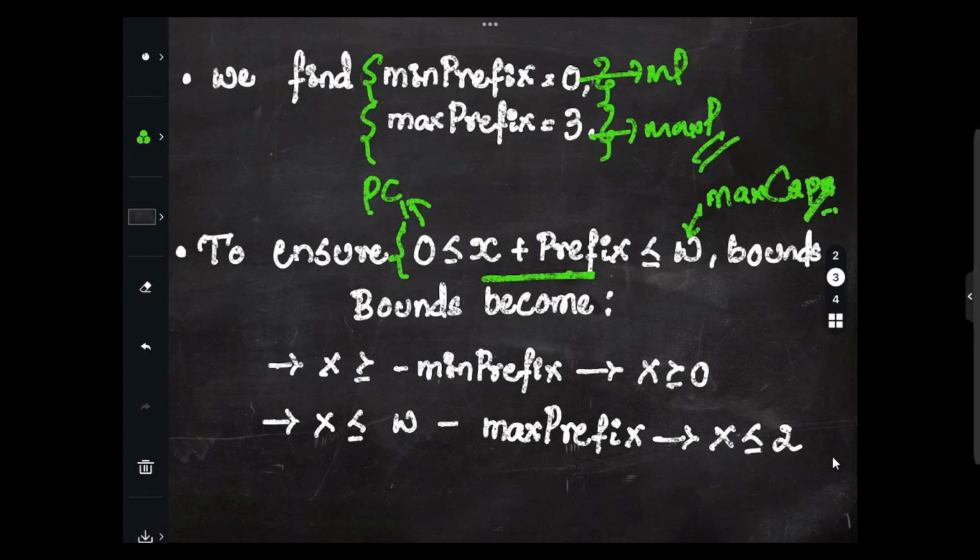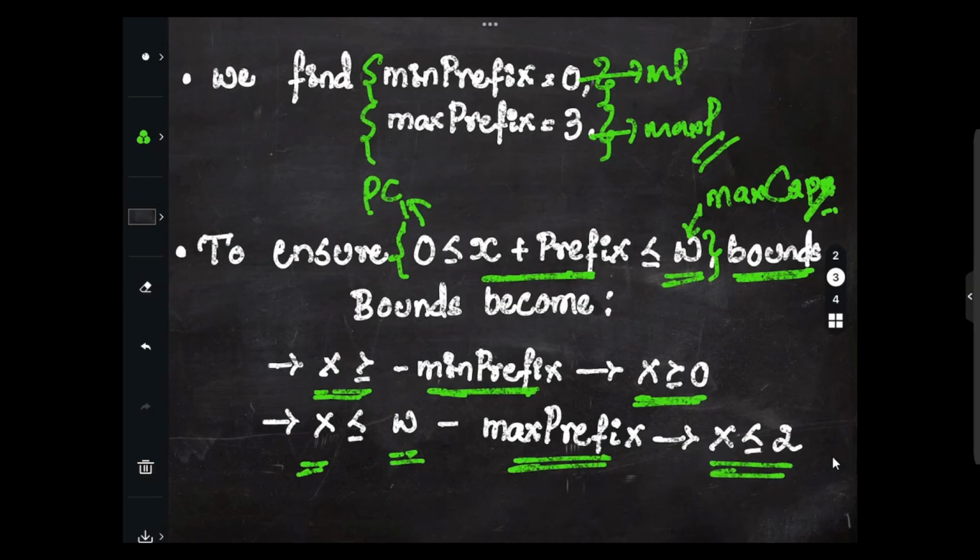We have to make sure that the passenger count doesn't go below 0, and W is nothing but the max capacity, and it should not exceed the max capacity as well. These are the bounds they have given, right? So the bounds become x greater than or equal to minimum prefix, nothing but x greater than or equal to 0, and x less than or equal to W minus maximum prefix. This is x less than or equal to 2.